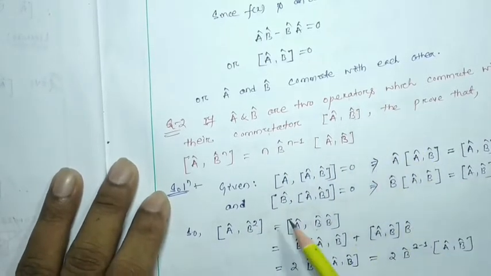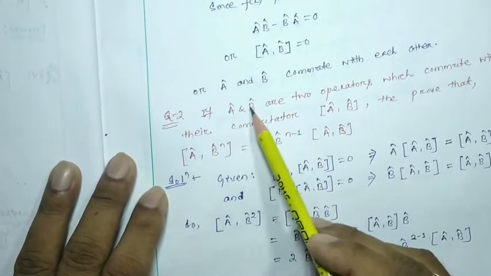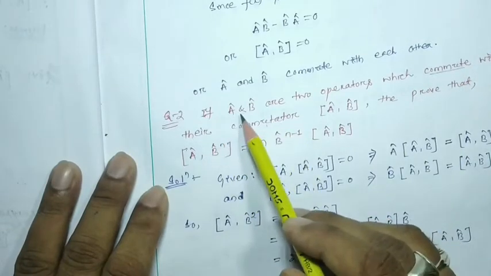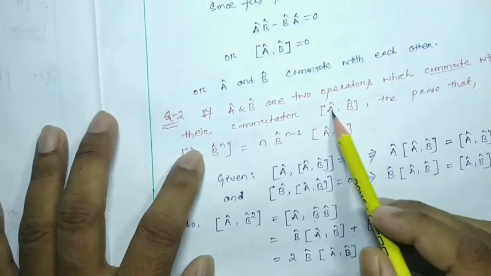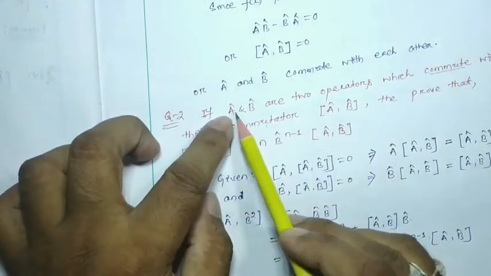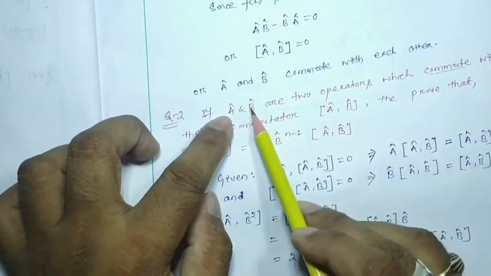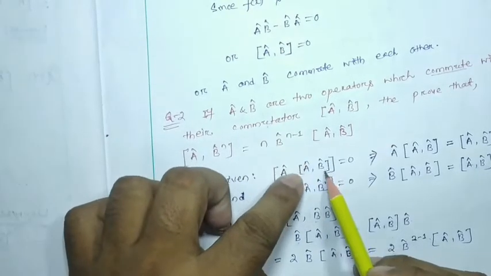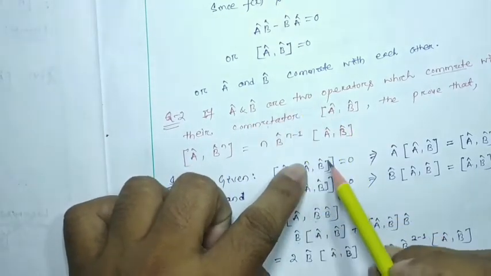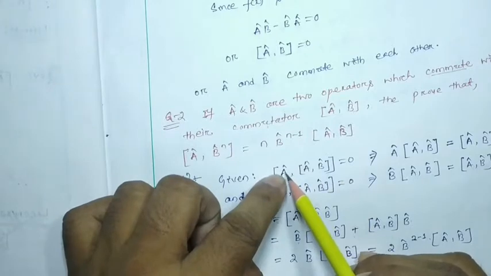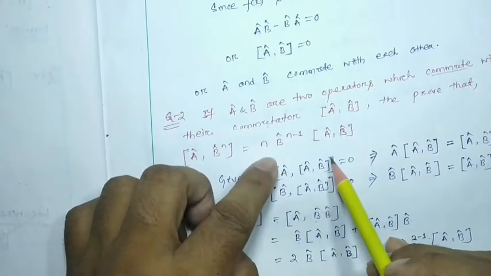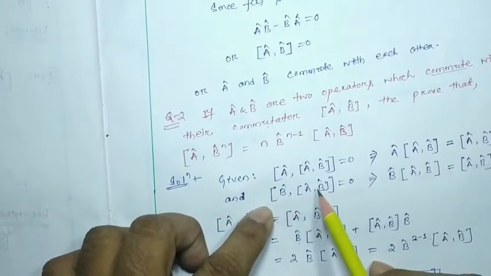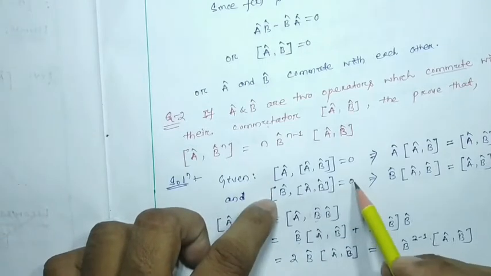According to the question, A cap and B cap are two operators which commute with their commutator. The commutator of these two is nothing but [A cap, B cap]. So individually A cap commutes with its commutator and B cap also commutes with its commutator. That means [A cap, [A cap, B cap]] is equal to 0, and individually [B cap, [A cap, B cap]] will be equal to 0.